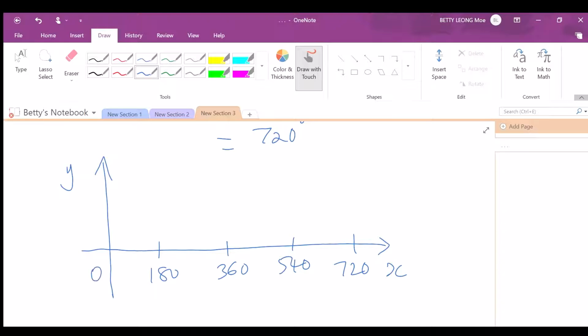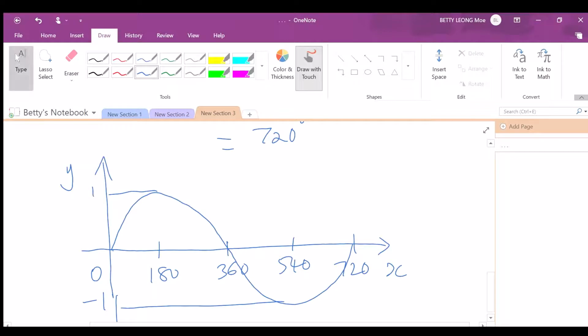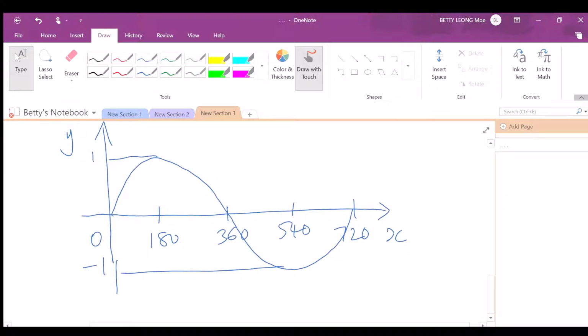Here is 540. So your complete cycle, we start from 0. It will be like this. One complete cycle. So this is 1, and your amplitude will still be the same, -1. Your complete cycle will be here. This is your period. So your period is 720.